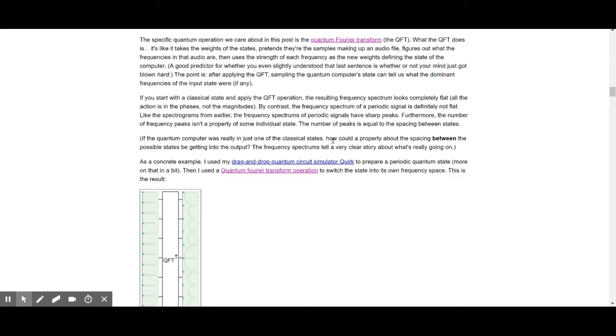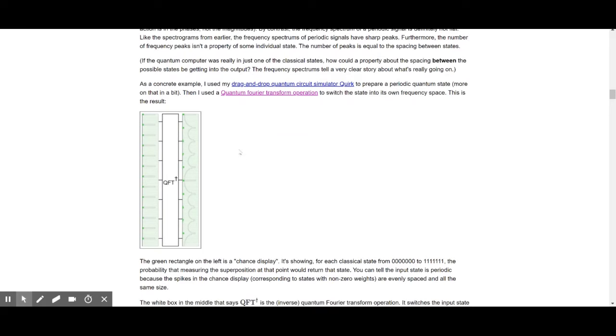If the quantum computer was really in just one of the classical states, how could a property about the spacing between the possible states be getting into the output? Exactly. So you see, the spacing is crucial here. The frequency spectrum tells a very clear story about what's really going on. Concrete example.